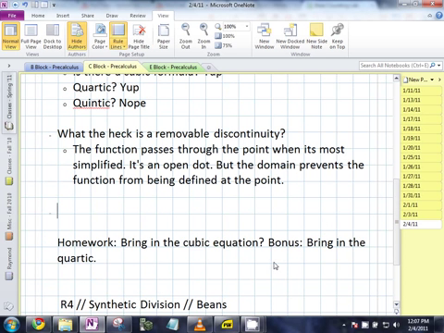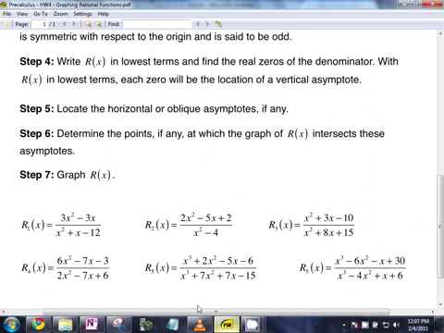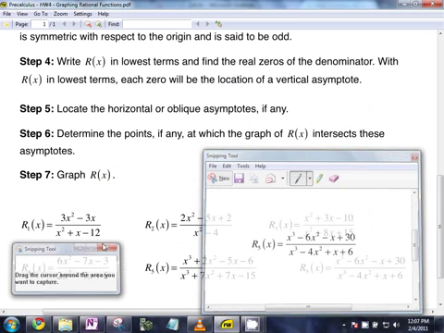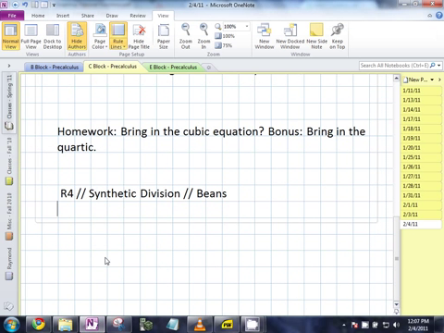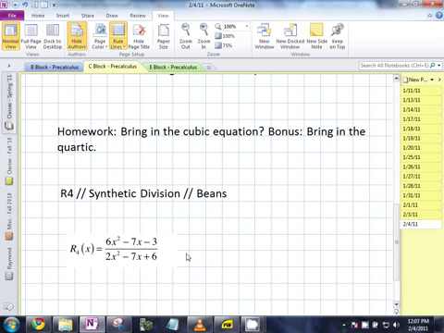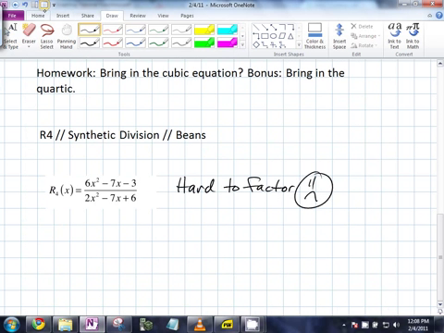As part of your homework last night, you had to look at R4. Let's take a look at R4. Here's R4. What was your reaction to working with R4? Do you remember? Hard to factor. Is it factorable, though? Is it nicely factorable? It is. Isn't it?